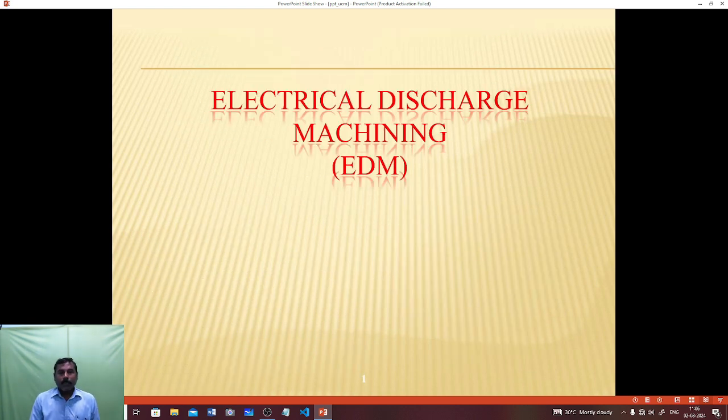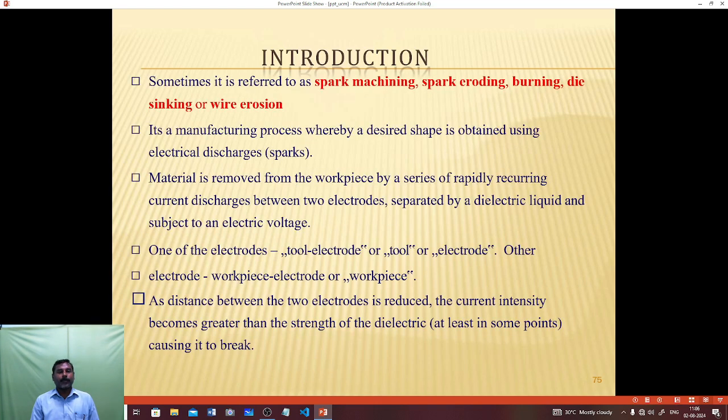Then the electrical discharge machining process. Sometimes it is referred to as spark machining, spark eroding, burning, die sinking or wire erosion. It's a manufacturing process whereby a desired shape is obtained using electrical discharge. Material is removed from the workpiece by a series of rapidly recurring current discharges between two electrodes.